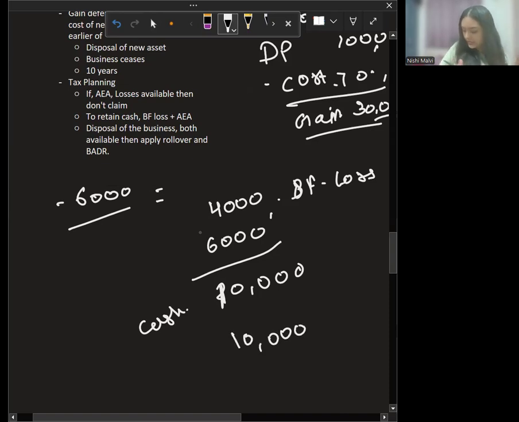Taking the continuation of the previous example: on disposal of the business, if both are available, then apply rollover relief and business asset disposal relief. Suppose you are disposing of the whole business, at that time you can apply rollover relief and business asset disposal relief both at the same time. That's it for the rollover relief.